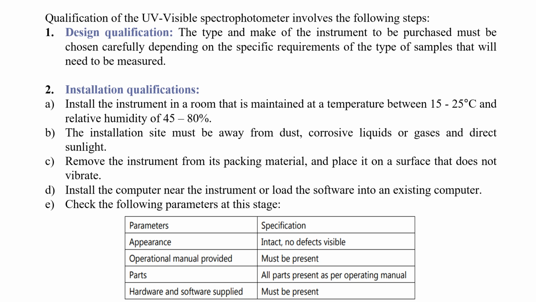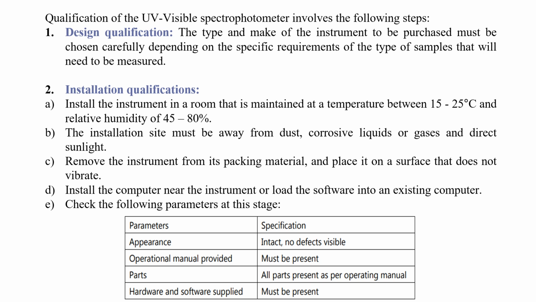For the qualification of the UV visible spectrometer, we need to follow some steps. First is the design qualification. In the design qualification, we need to assure that we choose the equipment as per the specification and suitable for the sample which needs to be measured.